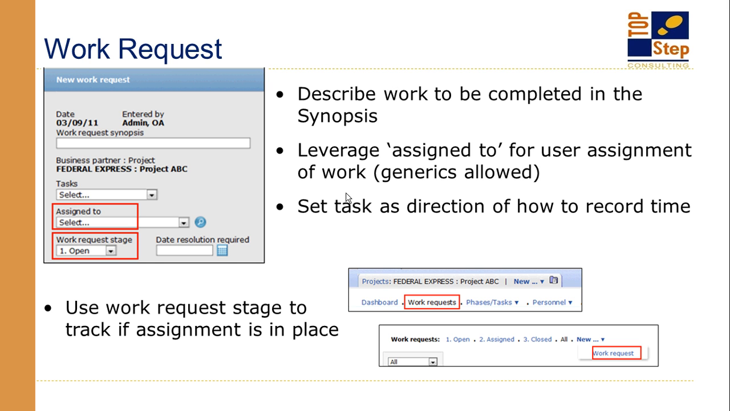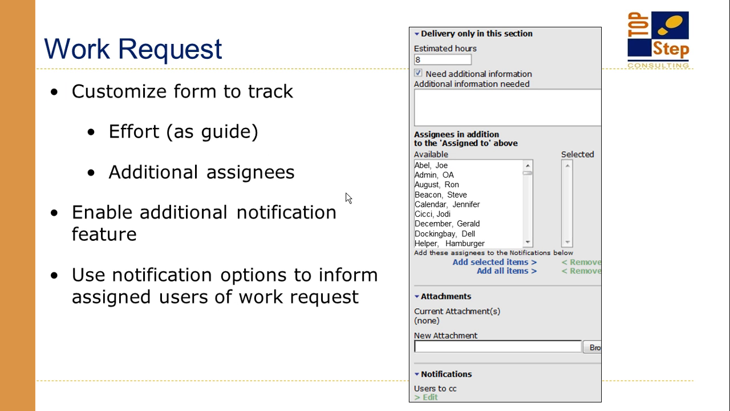Using the request stage to keep track of whether things were assigned to people or if they were completed and done. So the notifications to the project manager, when the work request was done, let them know it was completed. A lot of custom fields here, like who else should it be assigned to? And this is the one I mentioned.